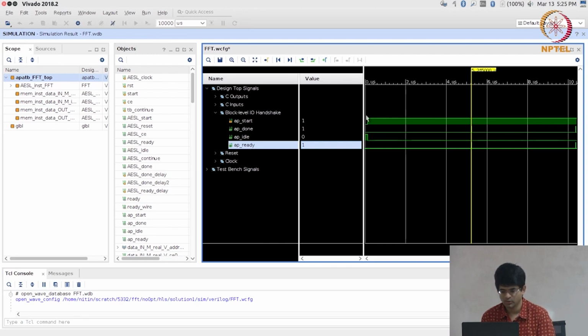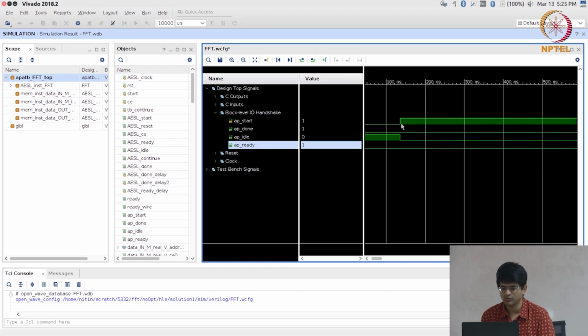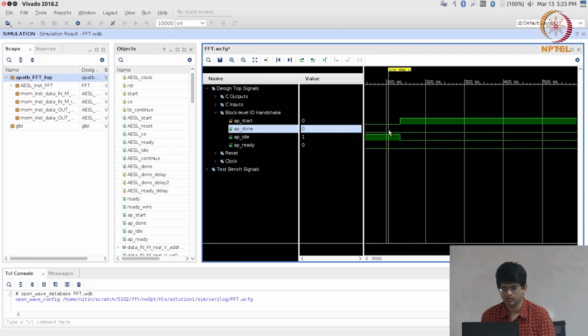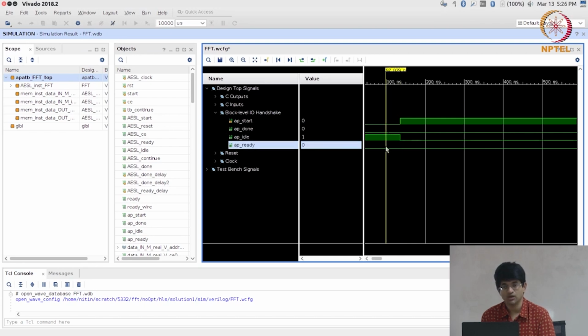So let us zoom in a little bit. On the left hand side, we find that soon after the reset has been removed, the start signal goes high. As soon as the start signal goes high, the idle signal goes low and computation starts. The done signal is low at this point, it is 0, and the ready signal is also 0, meaning that it is not ready to accept any new data at this point.